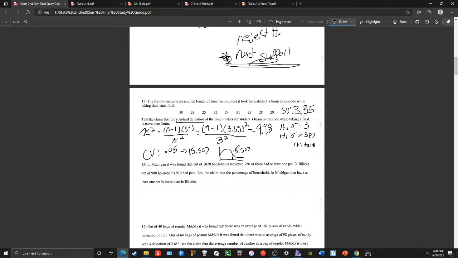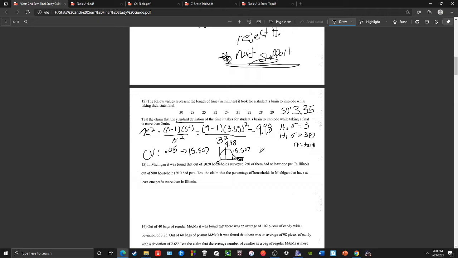15.507. Okay? And we're going to shade to the right because it's a right tail test. Then you find out where 9.98 is. Well, 9.98 would be to the left of this, right? It'd be closer to 0. Right here's 0. So 9.98 would be something like right here. Well, if it's in this region, that is the fail to reject region.